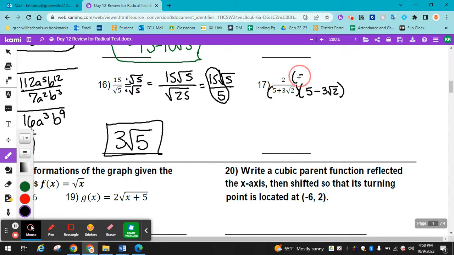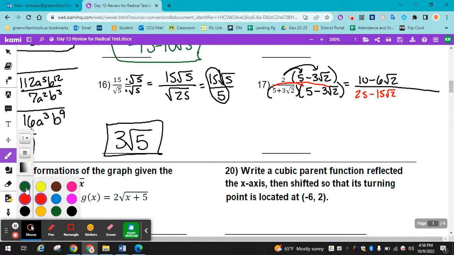So the complex conjugate is the opposite sign of the second term. So the middle term changes signs. The 2 is going to get distributed in. So we get 10 minus 6 square root 2. And then the bottom we have to FOIL just like we did up here on number 13. So I can do the same colors I did on 13. 5 times 5 is 25. 5 times negative 3 is negative 15 square root 2. And then 3 square root of 2 times 5 is positive 15 square root of 2.